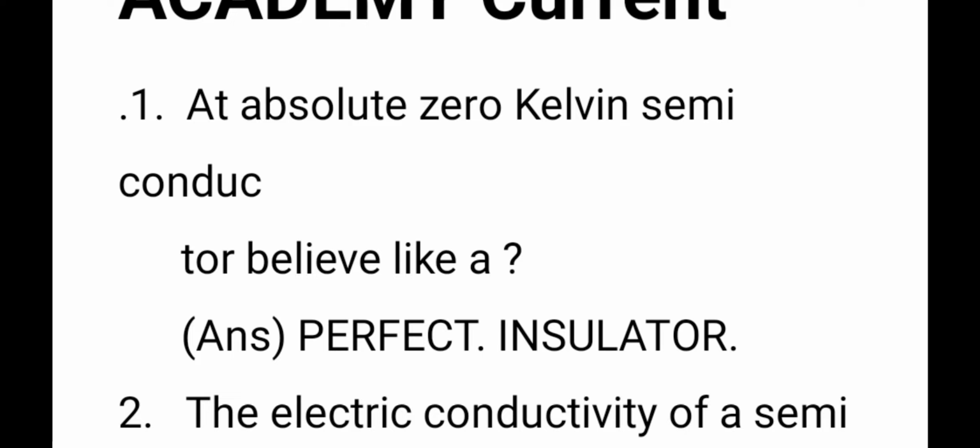What is meant by a conductor? A conductor is a substance which allows current to pass through it. Examples: copper, zinc, iron. These are the best conductors. Next, semiconductor: semiconductors partially allow current to pass through them. Further, we will discuss how many types of semiconductors there are.